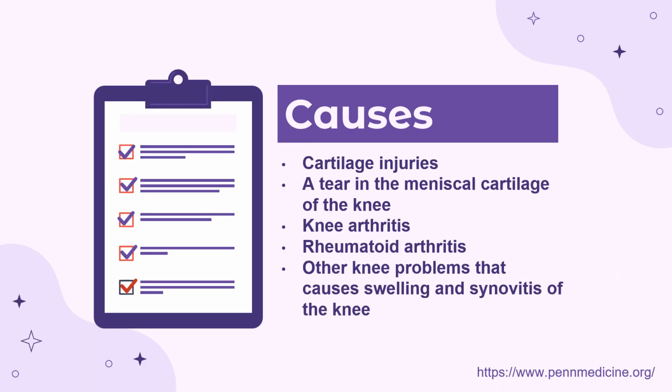As mentioned previously, a Baker's cyst is caused by swelling in the knee. When pressure builds up, fluid squeezes into the back of the knee and lubricates the knee joint. A Baker's cyst commonly occurs with cartilage injuries, a tear in the meniscal cartilage of the knee, arthritis primarily in older adults, rheumatoid arthritis, and/or other knee problems that cause knee swelling and synovitis.